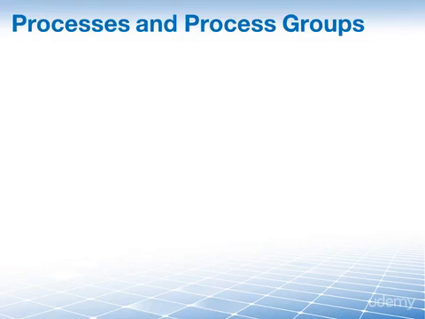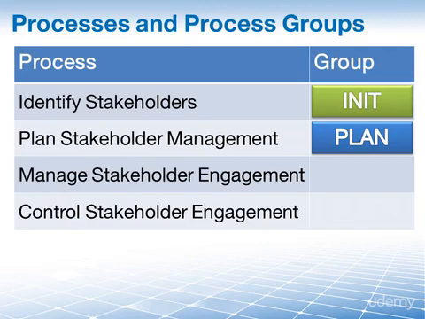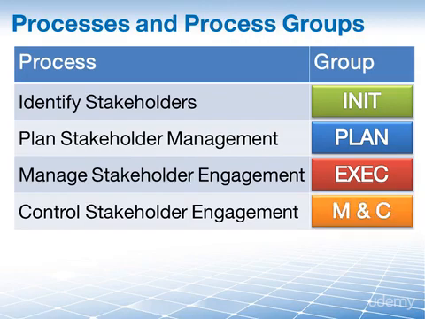When it comes to the question, into which of our five process groups do these four processes fall, it's really easy because the first word of each process really gives it away. Identify stakeholders is performed as part of the initiating process group. Plan stakeholder management is performed as part of the planning process group. Manage stakeholder engagement, we do as part of the executing process group. And control stakeholder engagement, you guessed it, is performed as part of the monitoring and controlling process group.